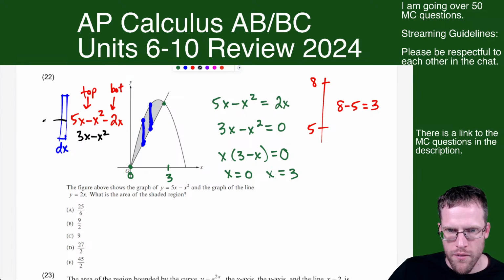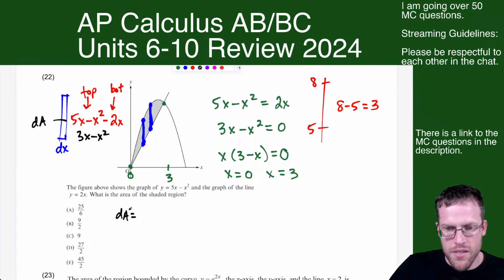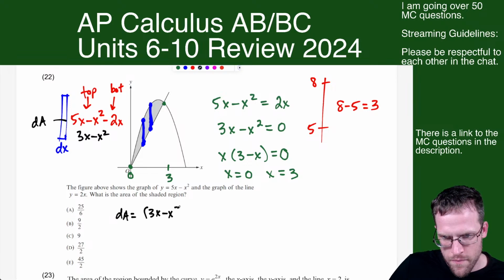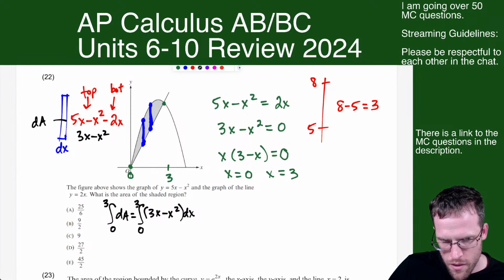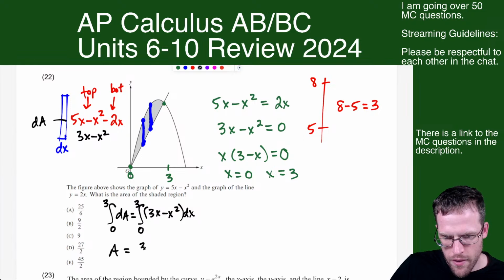So the area of one of these cross sections, the area I'm calling dA, this is a slice of the area, is base times height, 3x minus x squared times dx. That's the area of one slice. I want the area of the whole thing, so I integrate from 0 to 3. And this tells us the area equals the antiderivative, 3/2 x squared minus 1/3 x cubed from 0 to 3.